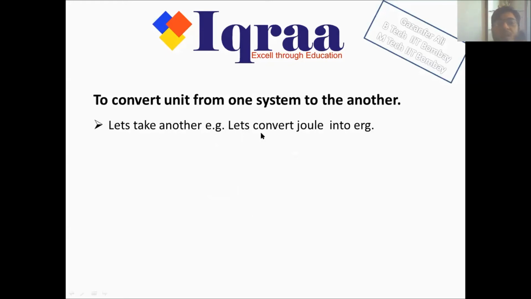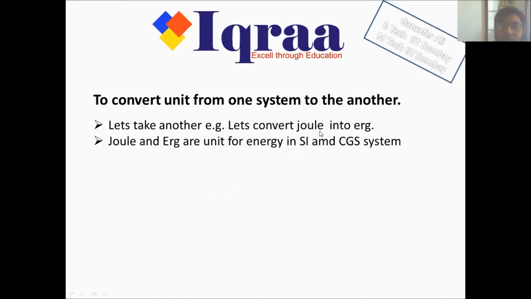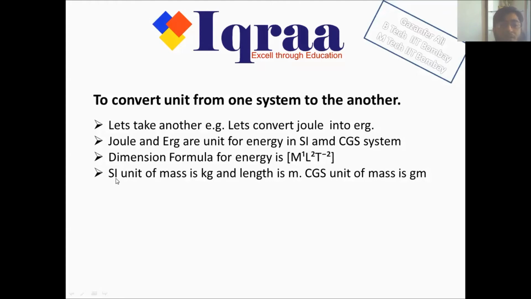Let's take another example. Let's convert joule into erg. We all know that joule is the SI unit for energy, and erg is the unit of energy in the CGS system. By experience, you know that the dimensional formula for energy is 1 in M, 2 in L, and minus 2 in T, that is M to the power 1, L to the power 2, T to the power minus 2. This is the dimensional formula for energy. If I apply the SI unit, then the SI unit of mass is kilogram and length is meter, and the CGS unit for mass is gram and length is centimeter.